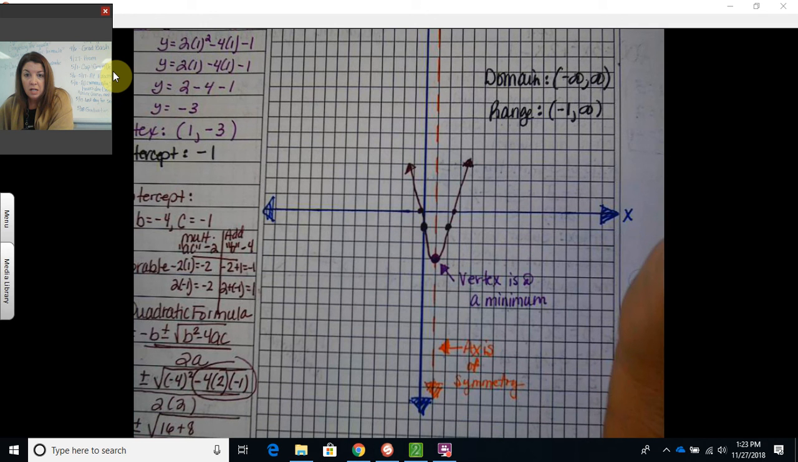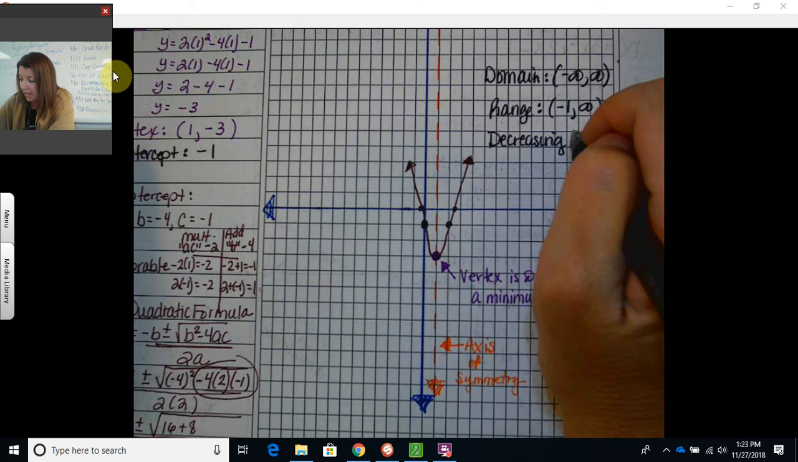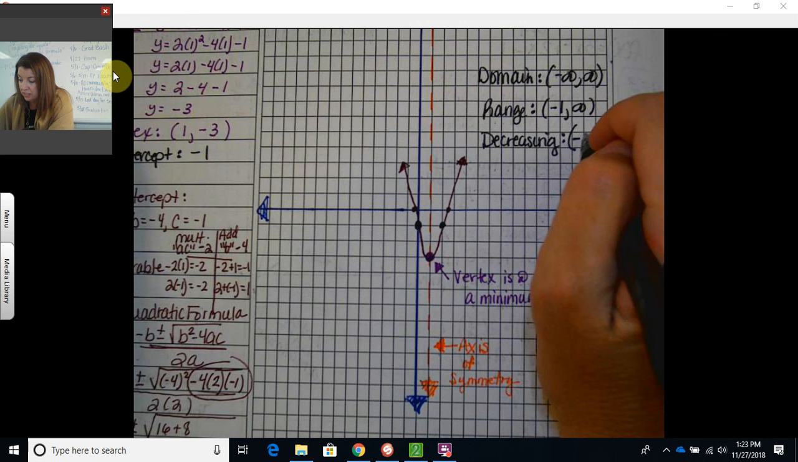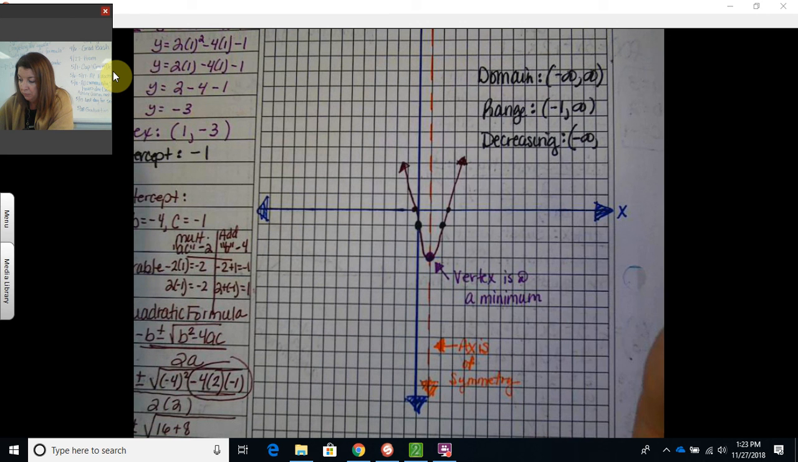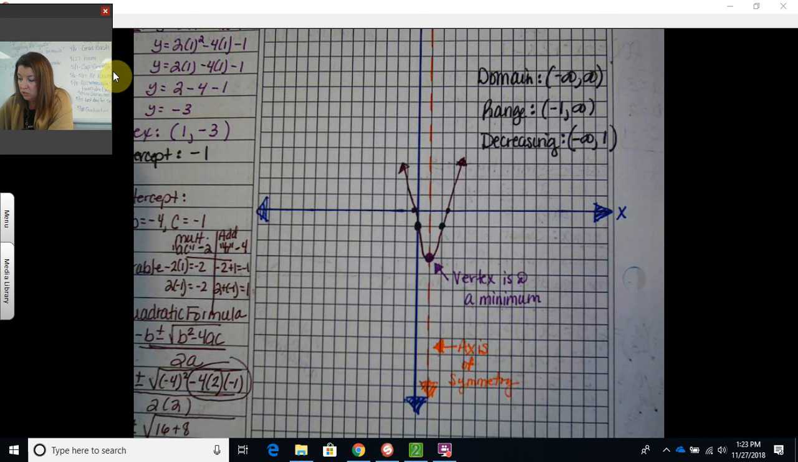The left side of my graph, is it increasing or decreasing? Decreasing. So from left to right on the x-axis, where is it coming from on the x-axis? Negative infinity. And on the x-axis, where does it stop decreasing? At 1. I know you want to say 3, but you're not looking at the y-axis, you're looking at the x-axis for increasing and decreasing. So it stops at this point that has an x value of 1.